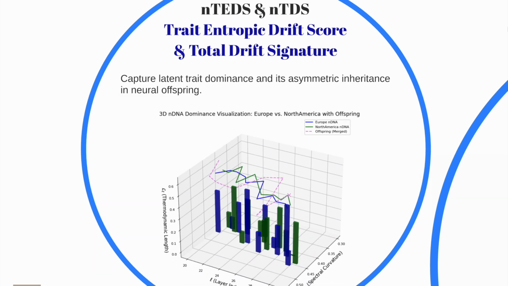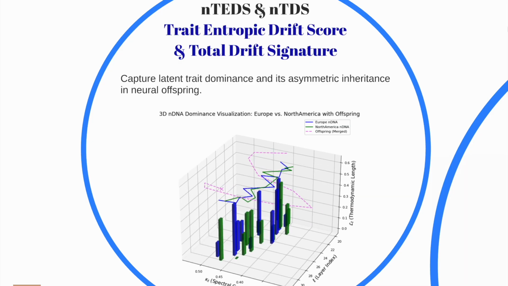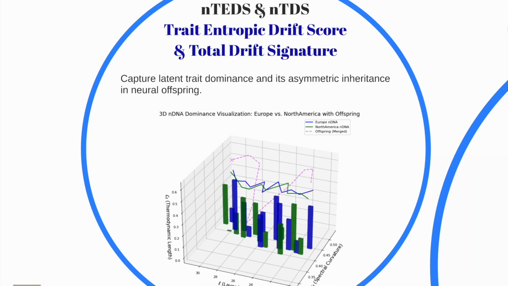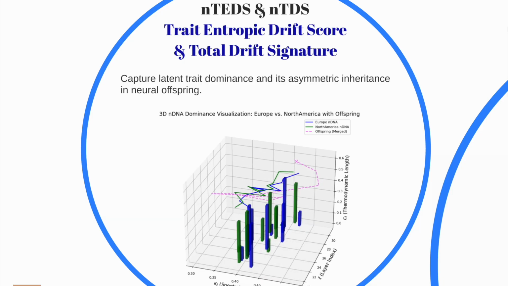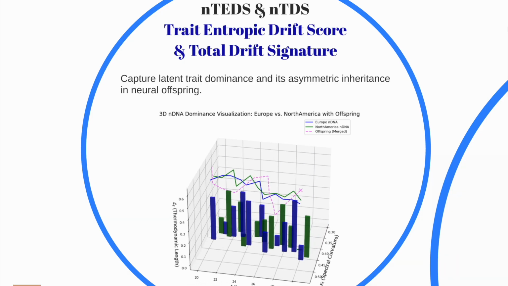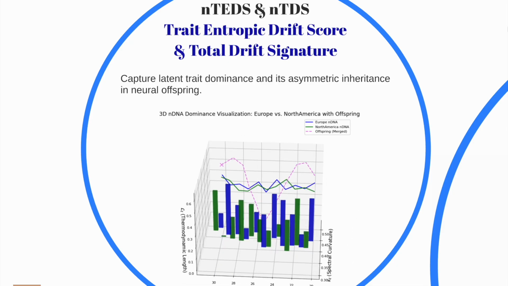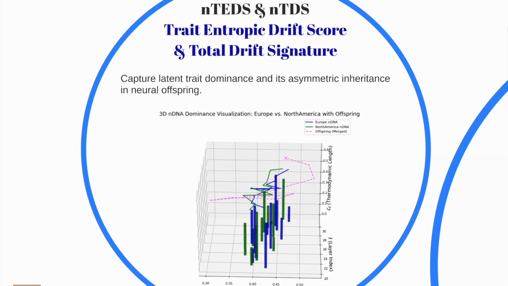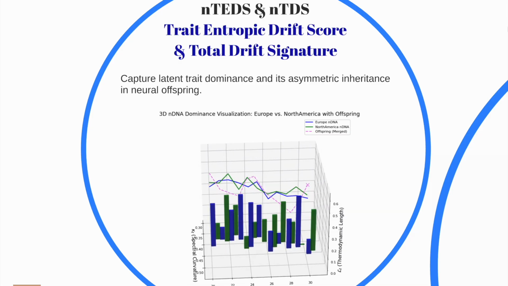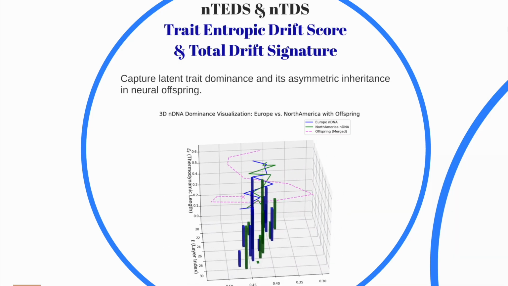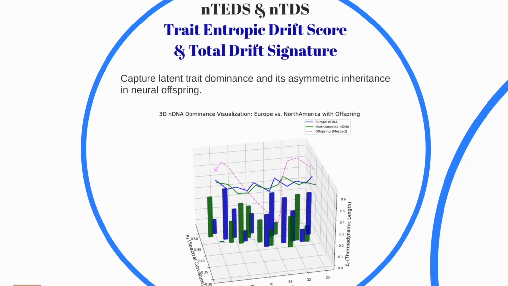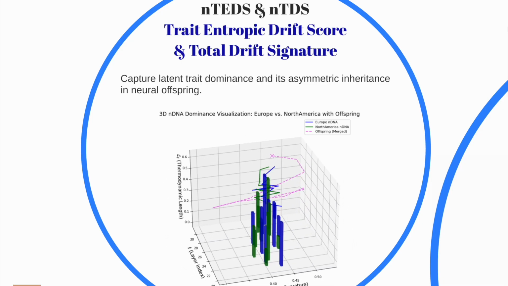Purpose: to expose asymmetric inheritance during merging or fine-tuning, where one lineage quietly takes over the internal discourse, so we can rebalance with adapters, data, or depth-aware mixing. Biological inspiration: in population genetics, drift and selection change allele diversity. Entropy falls as a variant fixes. NTEDS plays the same role in neural space: falling entropy around one parent's trait basis signals fixation, that is, trait dominance.